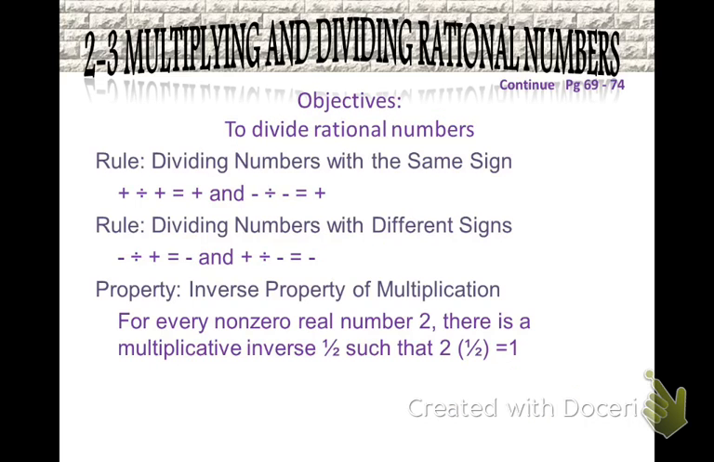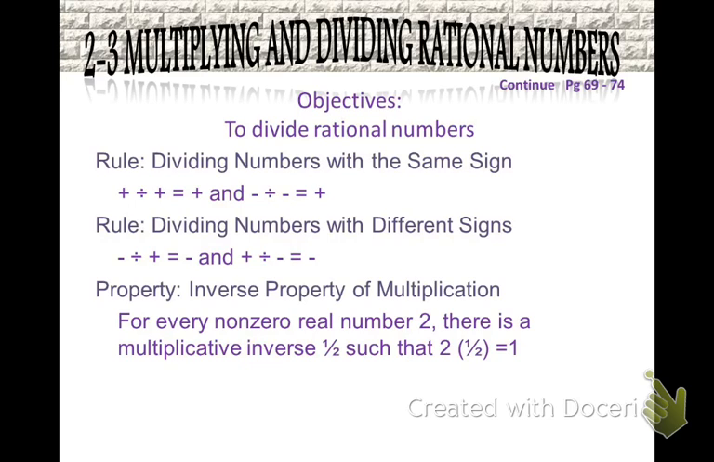Now we're getting to division. If you have the same sign on division, it will be a positive sign. If you have opposite signs, you're going to subtract them. And then what you have is the inverse property of multiplication: a number times its reciprocal, which means you flip the fraction, equals 1.